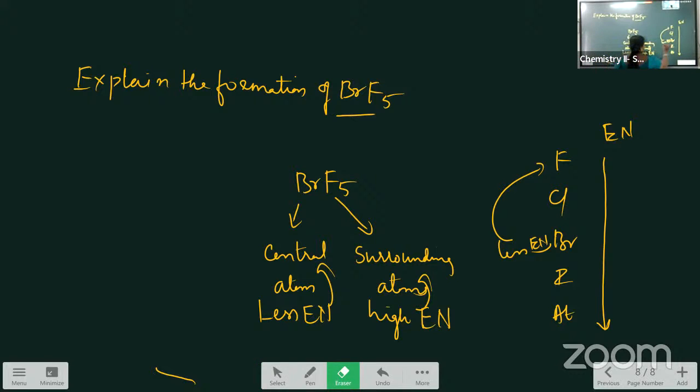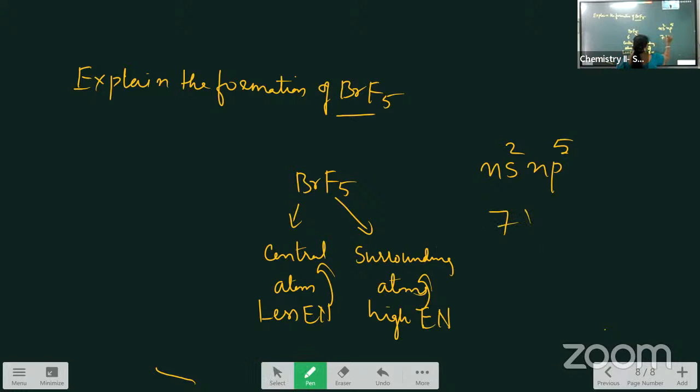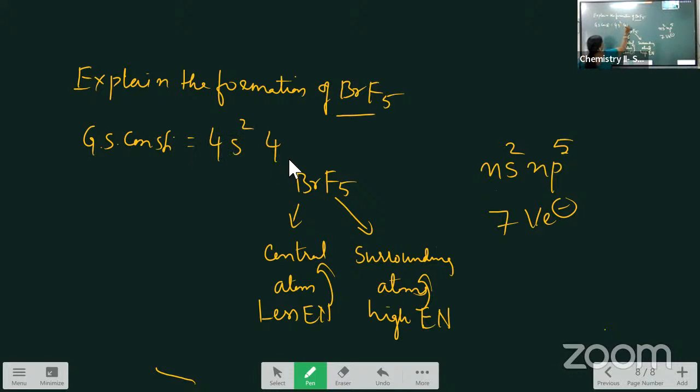Okay students? Now, these are the 17th group elements. What is their outer electronic configuration? ns2 np5. 17th group or 7th group means 7 valence electrons. So ns2 np5, 7 valence electrons. When you come to bromine, the ground state configuration is 4s2 4p5. Now here bromine is forming a molecule with the fluoride ions.